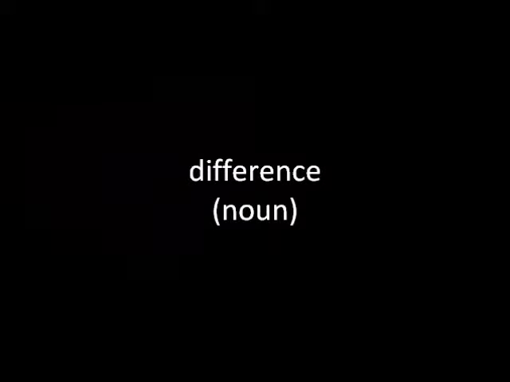Difference. Noun. 1. Countable, uncountable. Difference between A and B. Difference in something. The way in which two people or things are not like each other. The way in which something has changed.